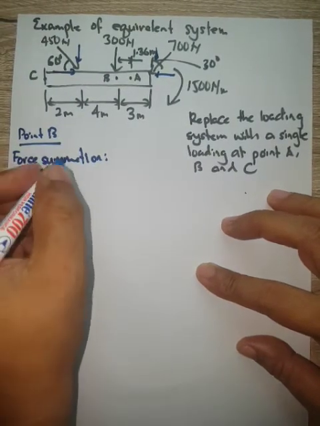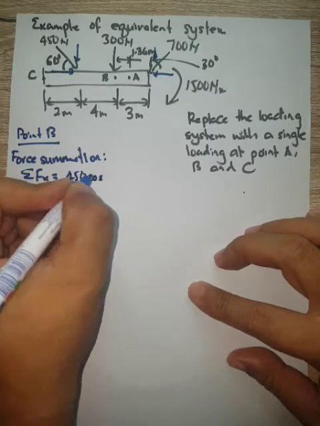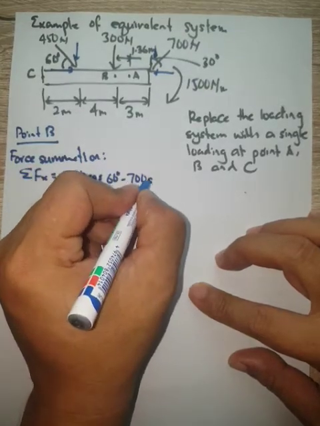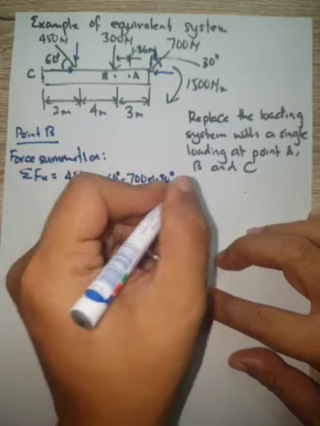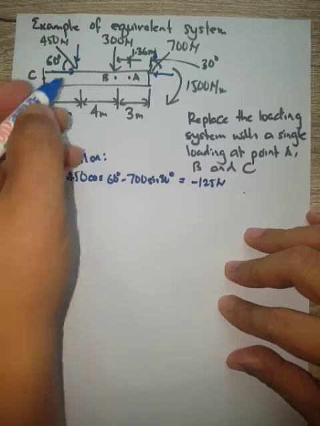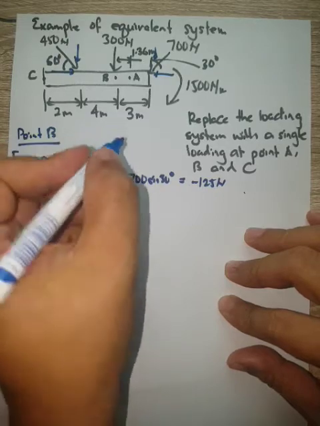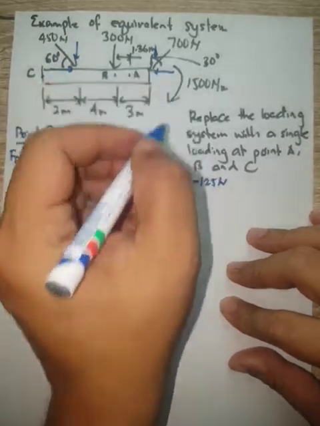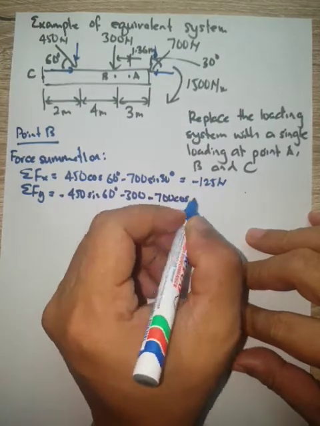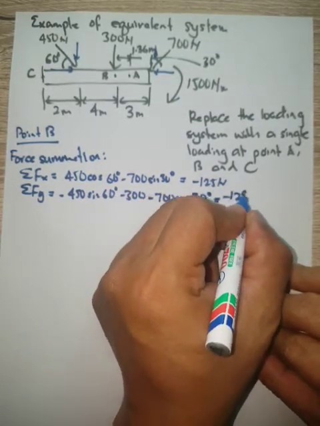So the first force is 450 Newton cosine 60 degree minus 700 sine 30 degree. So we get equal to negative 125 Newton. And the total force in the y direction: the first one is 450 Newton sine 60 degree, downward is negative, and then minus 300 Newton. And then downward 700 Newton cosine 30 degree. It is going to be minus 1296 Newton.